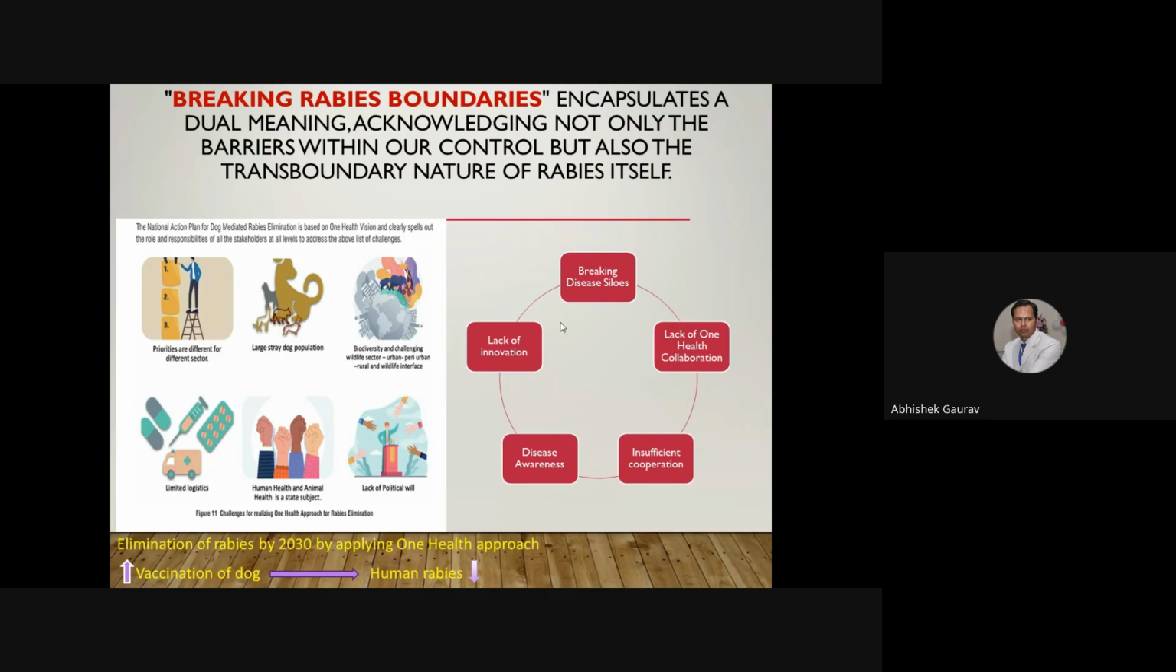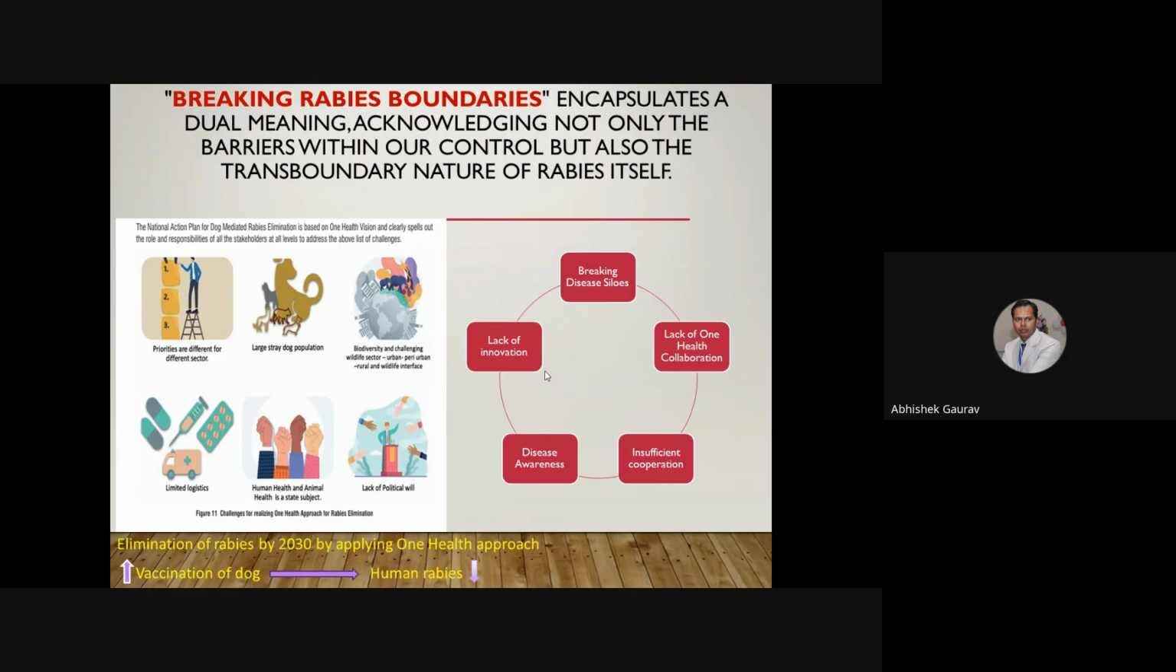Rabies. As you know, by 2030 we want to eliminate rabies. But there are many hurdles in the path of the One Health approach. Like, the priorities are different for the different sectors. Human medicine is working on the human patient. They are not bothered about sylvatic zoonosis, rabies. Then the population of stray dogs is very large. Then we have limited logistics. Human health and animal health is a state subject, not a central subject. Lack of political will. And one important issue is misreporting also.